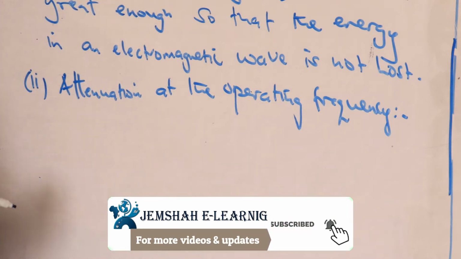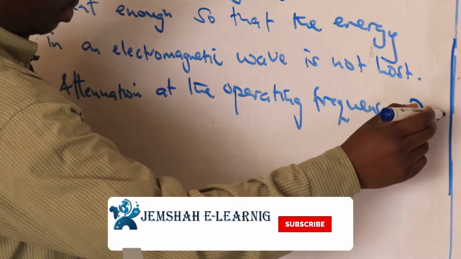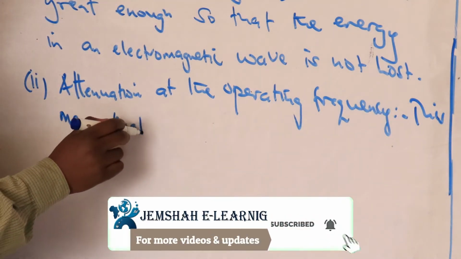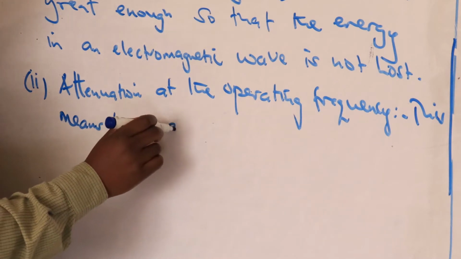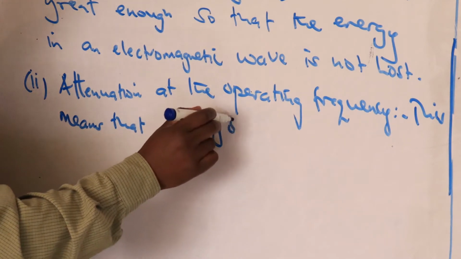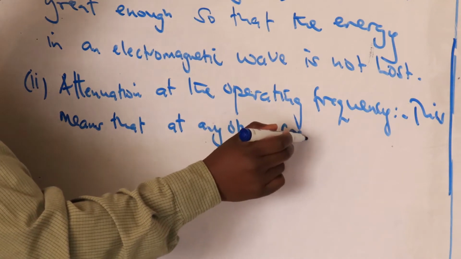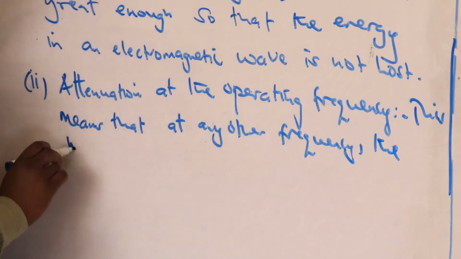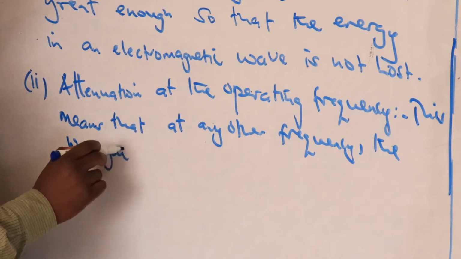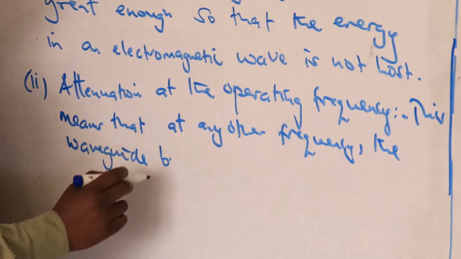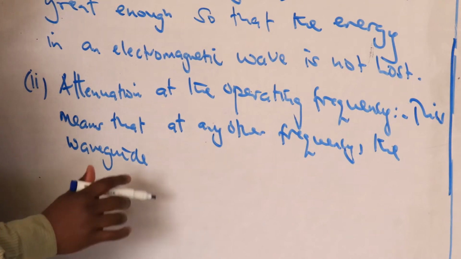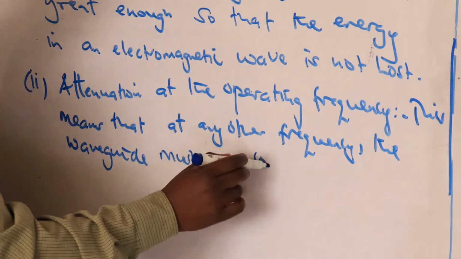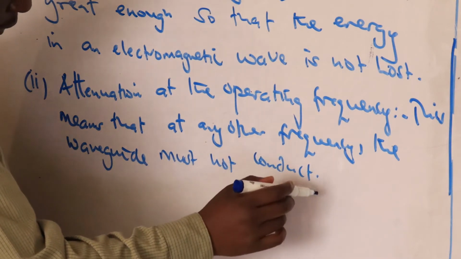What is factor number 2 we need to consider? Attenuation at the operating frequency. This means that at any other frequency, the waveguide must not conduct.